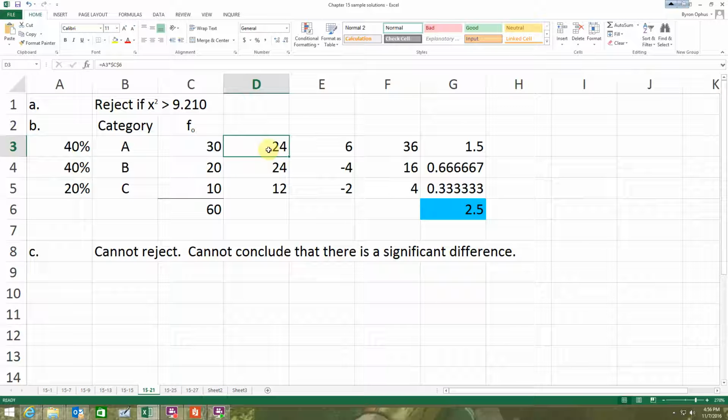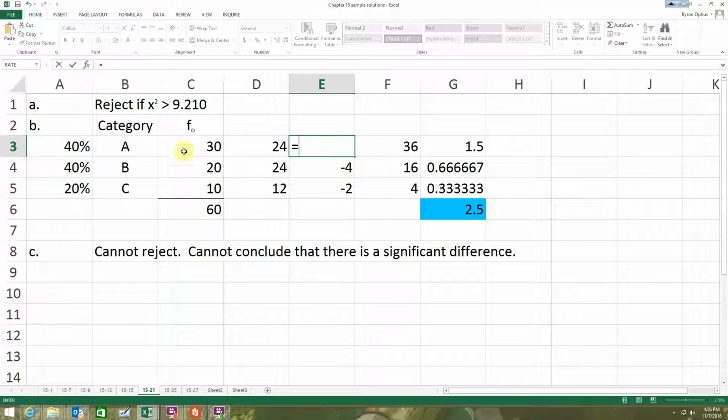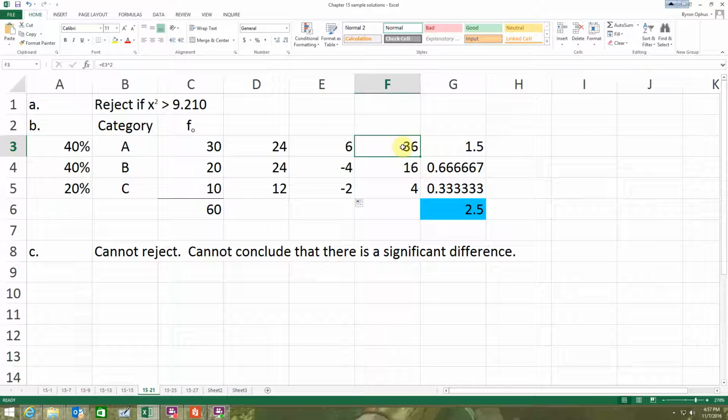Well, it's simply saying that this is equal to my 40% times my 60, and I'll hit my F4 for that, right? And then I can carry that down. Then I do the subtraction. This is my F sub E again. This is equal to just this one minus this one. Carry that down. Square those, right? Equal to this squared.